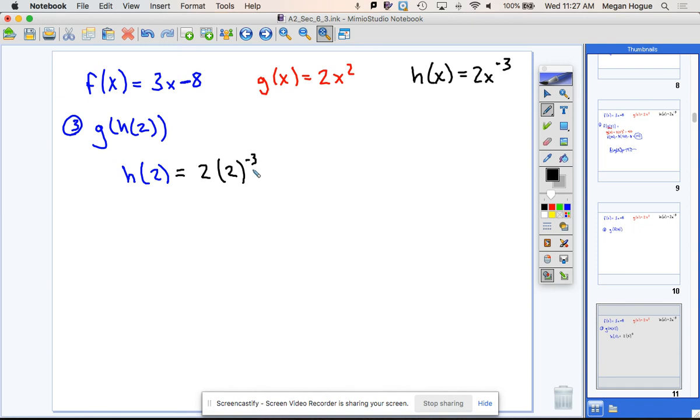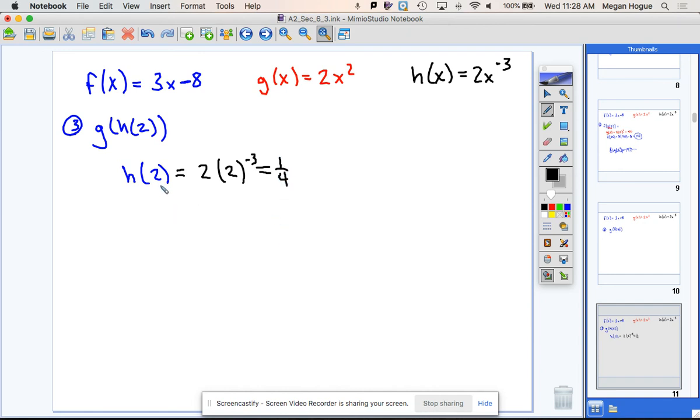Let's make it a fraction. So yes, your calculator gives you a decimal because that negative flips it. So let's make sure we turn it into a fraction. So tell me what fraction you get. I would agree with 1/4.